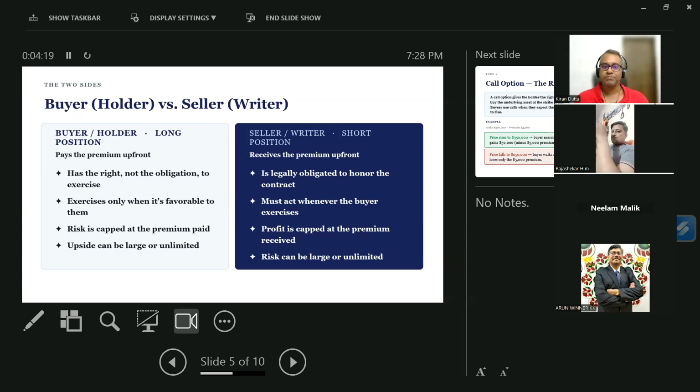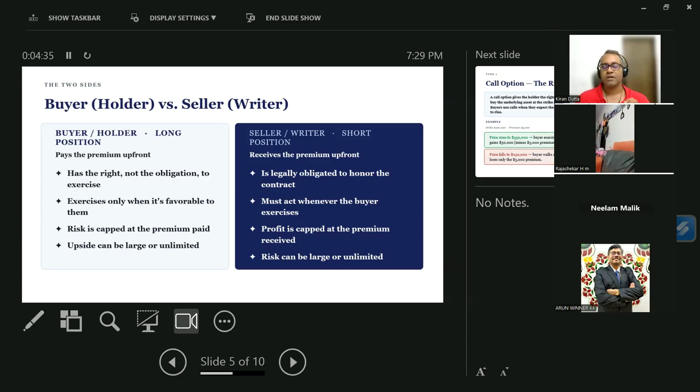I have the right, but not the obligation, to exercise the option. I can actually decide to buy the house or not buy the house. I will only exercise when it is favorable to me. Got it? Favorable could be multiple factors.